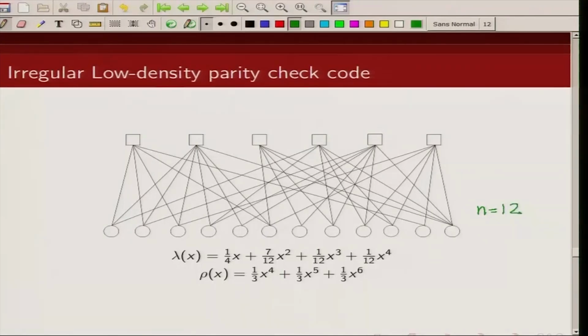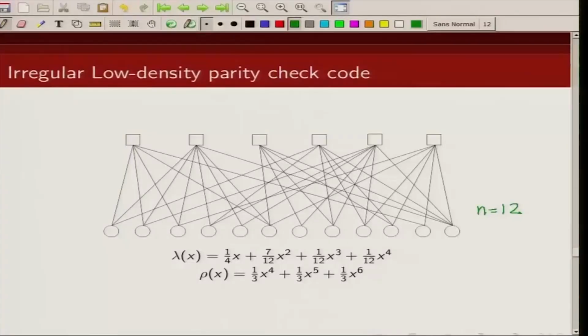Okay. N is 12. Now, what is column degree distribution? So, this is basically each node participating in how many parity check equations. Let us look at this node. How many parity check equations is it participating in? 1, 2, 3. So, this is participating in 3 parity check equations.